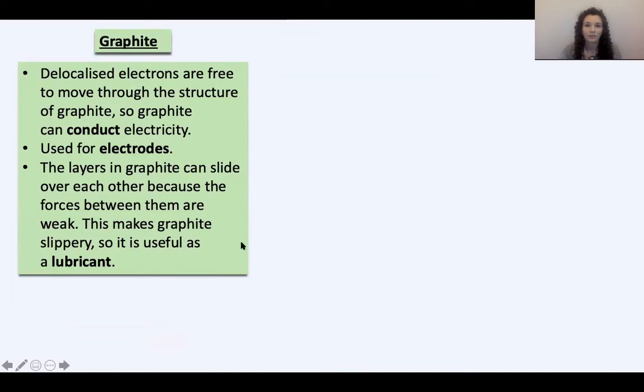Okay. Sorry. Graphite is another giant covalent substance. And what's really interesting about graphite is each carbon atom in graphite bonds with 3 other carbons, and it leaves 1 carbon free. And that means that there are delocalized electrons that are free to move through the structure of graphite. And that's why graphite can conduct electricity. Okay, so graphite can be used for electrodes. Also, another really good use of graphite is that it's made up of layers that can slide over each other.